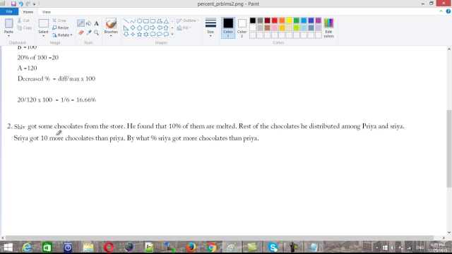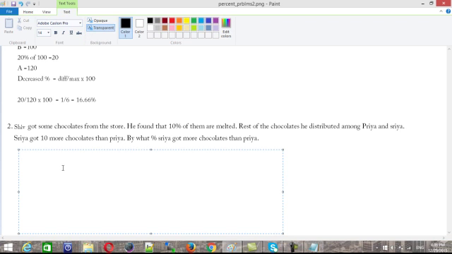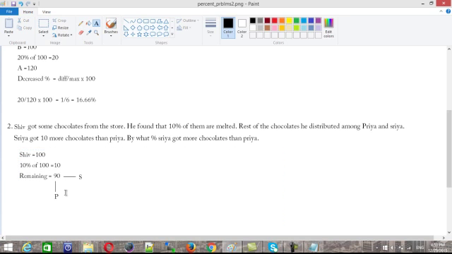Here we don't know any value. First of all, we have to assume a value. Let us consider Shiv got 100 chocolates from the store, and here he says 10% of them are melted. So let us find out 10% of 100. That is 10 by 100 into 100, that is nothing but 10. So 10 chocolates out of 100 chocolates are melted. So the remaining chocolates will be 90 chocolates. So these 90 chocolates are distributed among Priya and Shriya.